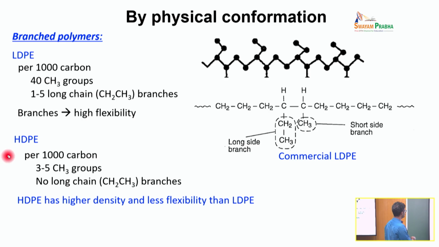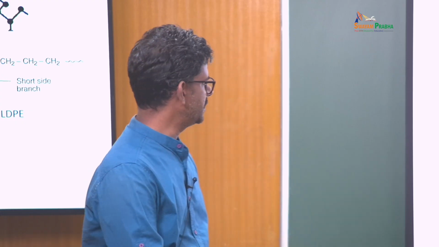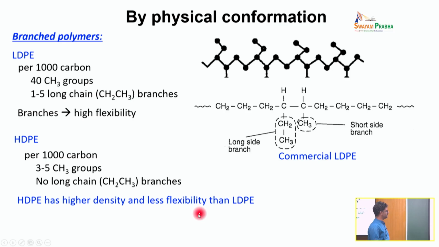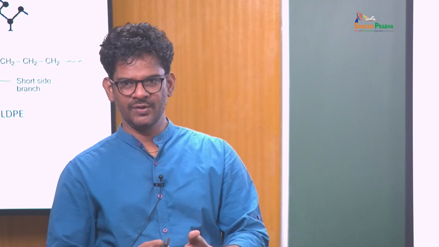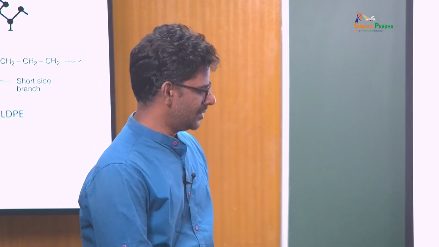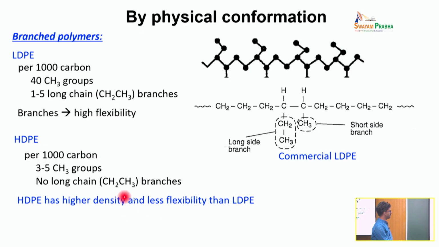And then we have another version called high density polyethylene. In the high density polyethylene, for every 1000 carbons there are about 3 to 5 methyl groups, and there are no long chain groups in HDPE. Because of this difference, HDPE has a higher density because it can pack very well, and it has more rigidity, or less flexibility than LDPE.